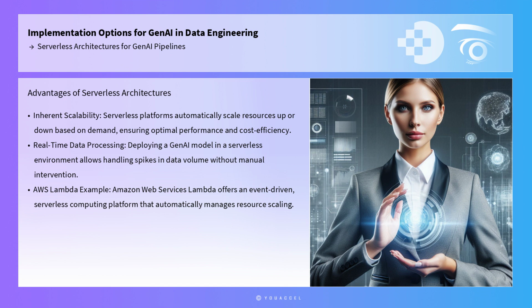One of the primary advantages of serverless architectures is their inherent scalability. Unlike traditional server-based models, serverless platforms automatically scale resources up or down based on demand, ensuring optimal performance and cost efficiency. For instance, when deploying a GenAI model for real-time data processing, the serverless approach allows the system to handle spikes in data volume without manual intervention. Amazon Web Services Lambda exemplifies this by offering an event-driven, serverless computing platform that automatically manages resource scaling. This capability is crucial for GenAI applications, where workload can vary dramatically depending on data input and processing requirements.